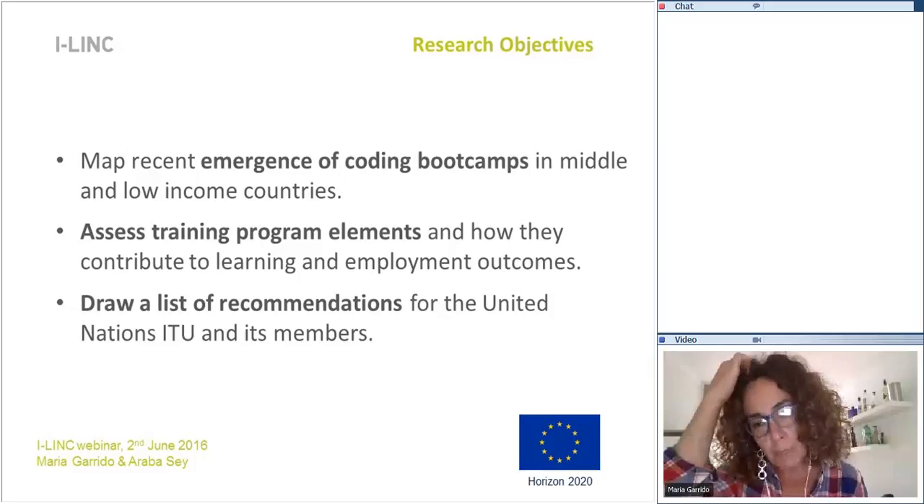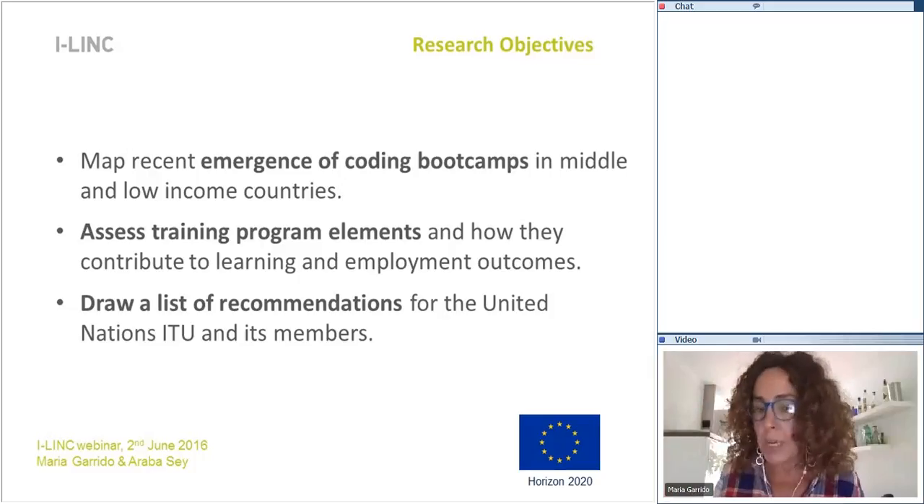Although the research was done primarily in less developed countries, we considered initiatives in Africa, Asia, and Latin America. We also included many initiatives from Europe, which would be relevant for everybody in the chat if I assume that everybody comes from one of the European Union countries or the neighboring countries around Europe, and the US as well. There are three main objectives of this work. One was to map this recent emergence of coding bootcamps in middle and low-income countries, to assess the training elements from curriculum development to the types of skills they offer, the length of the training, etc., and how they contribute to learning and employment outcomes.